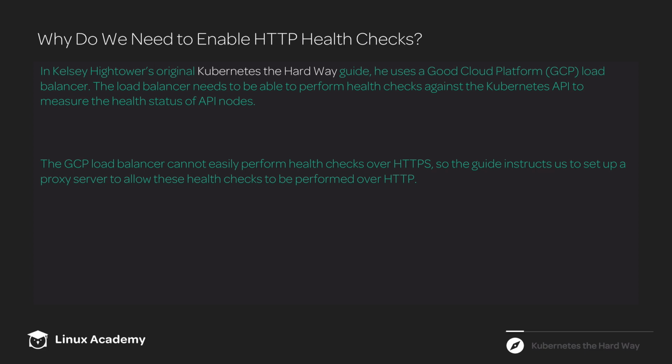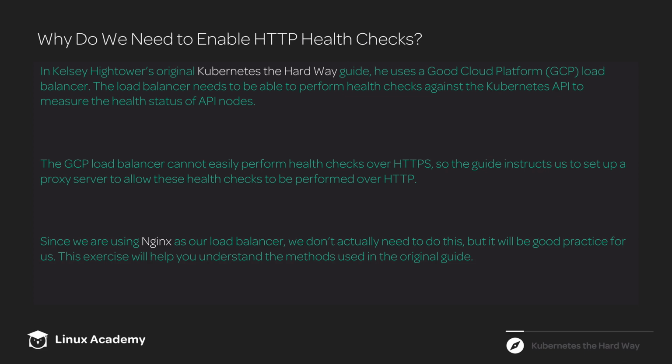So this guide instructs us to set up a proxy server to allow the health checks to be performed over HTTP. So the GCP load balancer cannot easily do the health checks over HTTPS, but the Kubernetes API only serves HTTPS. So to get around that limitation, Kelsey Hightower created an Nginx proxy server on each control node that would proxy those health check endpoints, and it would only proxy that single endpoint to allow those health checks to be performed over HTTP.